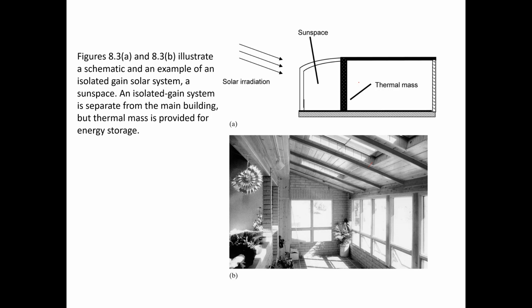These two figures illustrate a schematic and an example of an isolated gain solar energy system, or a sun space. An isolated gain system is separate from the main building, but thermal mass is provided for energy storage. So again, you have here a sun space with transparent covering. It absorbs heat into the thermal mass and then radiates it inside of the adjacent room in the evening.